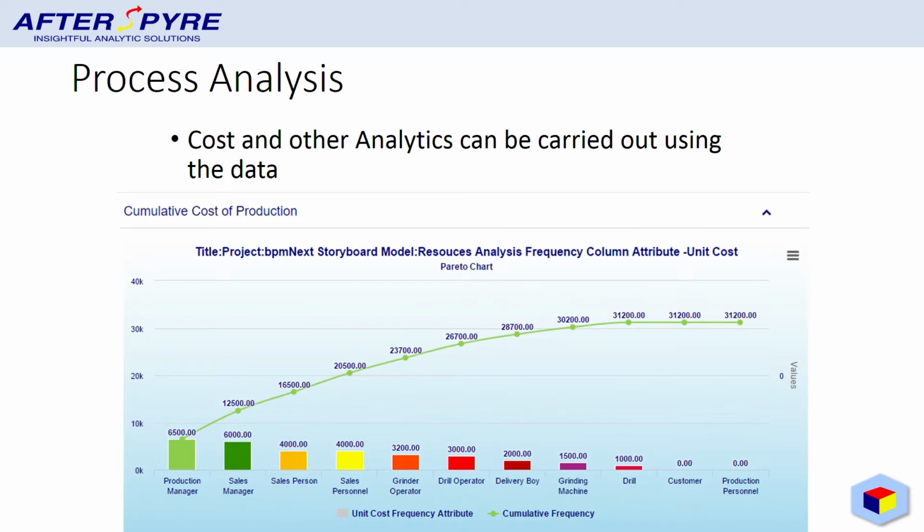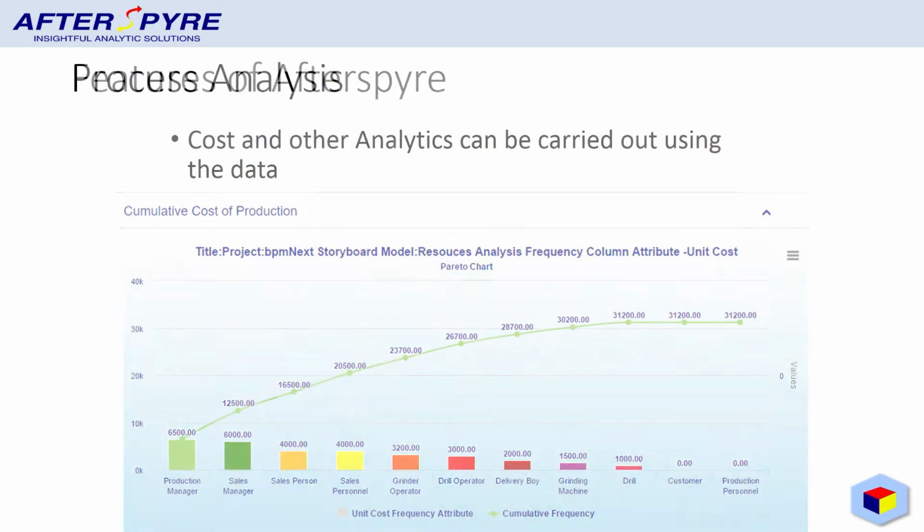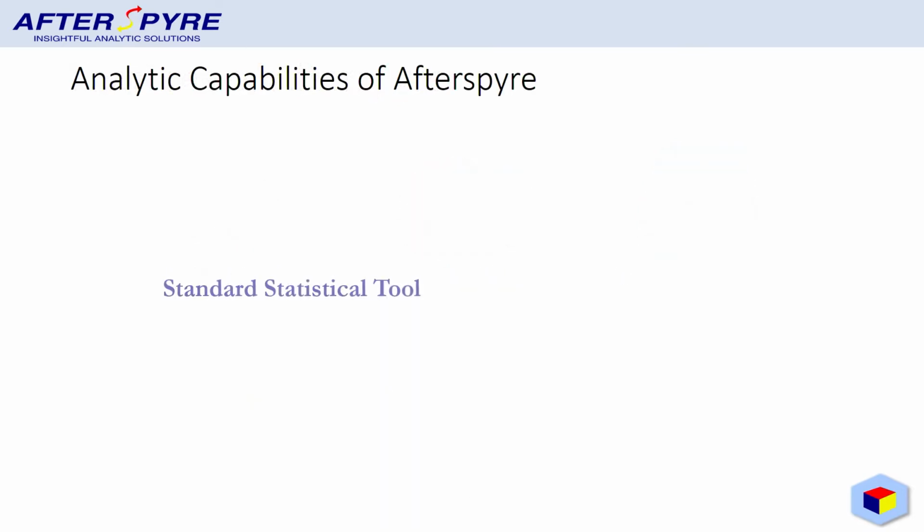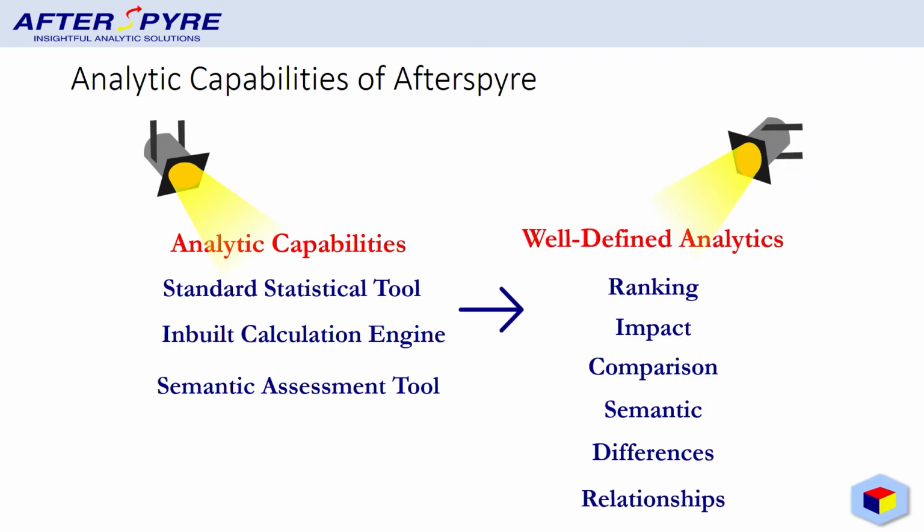But really, the whole point of Afterspyre is that you have a common repository for all this information, what you're pulling in from different parts of the business. And this makes it important because you now have something called a shared catalog. And the shared catalog helps you to do the quantitative and qualitative analysis using also semantic models, which then help you to create better decisions based on stuff which is actually stuck in all these other tools.